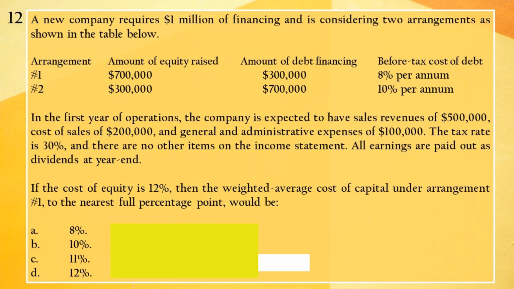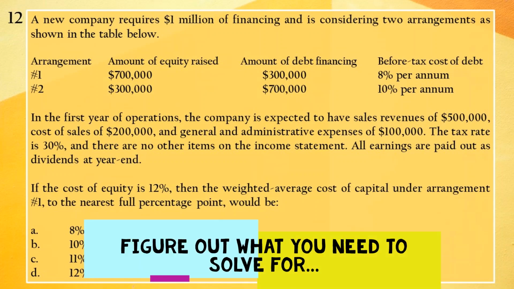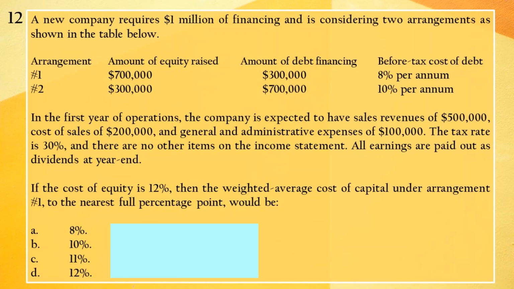So, like I said, to be expedient in answering these questions, don't even look at all the numbers. Go straight to the question. Figure out what you need to solve for. What is it asking us to get? So we need to get the weighted average cost of capital.